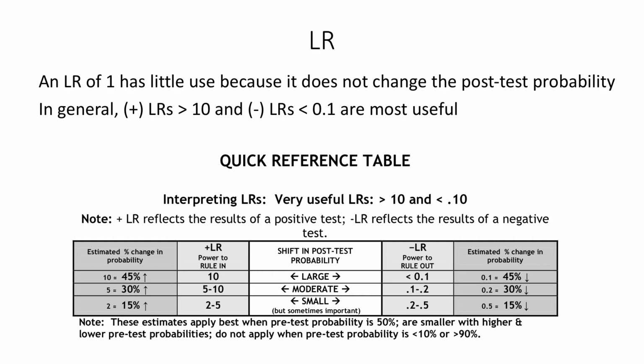In terms of positive likelihood ratios, a large shift in post-test probability would be seen at a positive likelihood ratio of greater than 10. A moderate shift in post-test probability would be a positive likelihood ratio between 5 and 10, and a small shift would be a likelihood ratio between 2 and 5. In terms of a test's ability to rule out a disease, that is, the negative likelihood ratio, a large shift in post-test probability would be negative likelihood ratios less than 0.1.